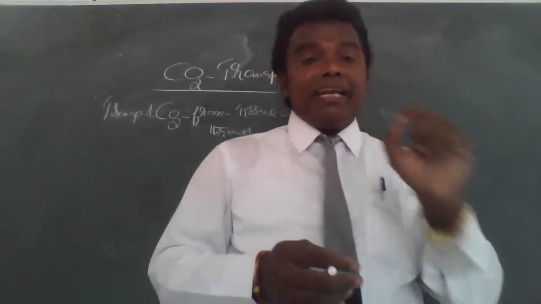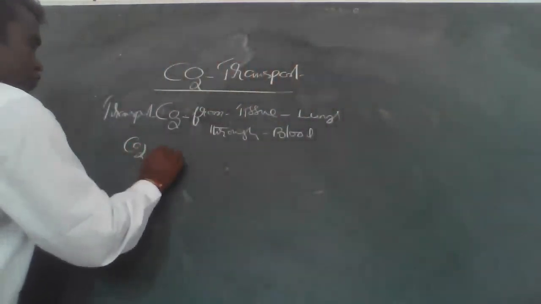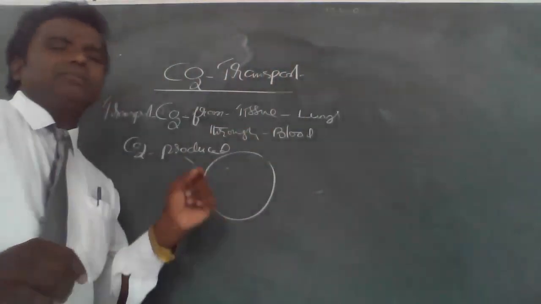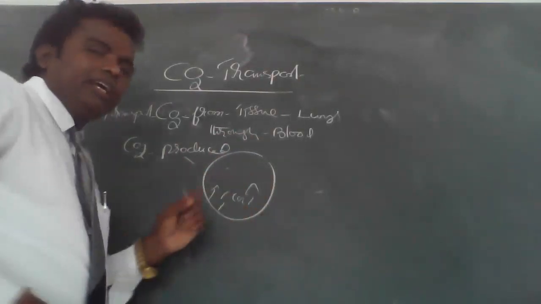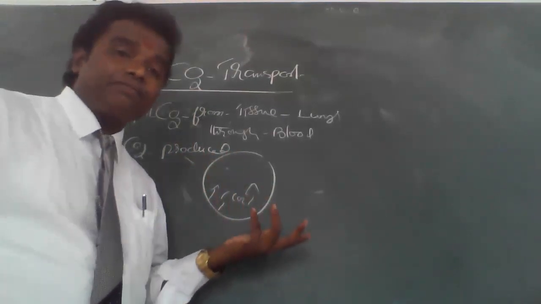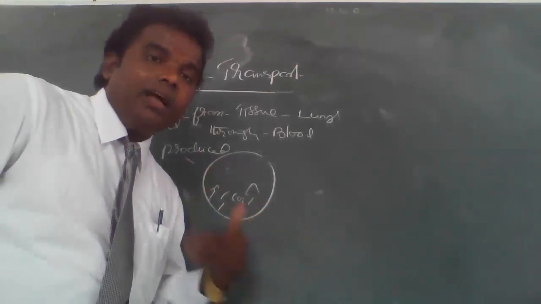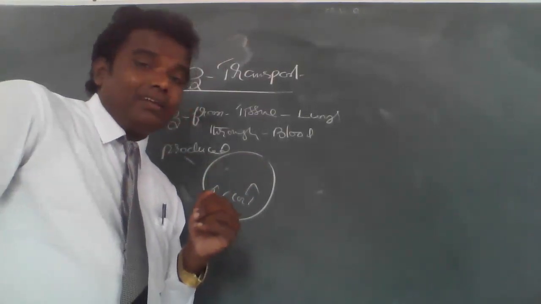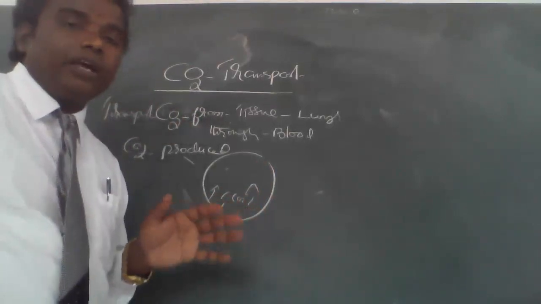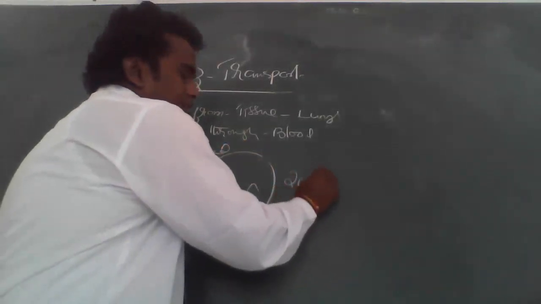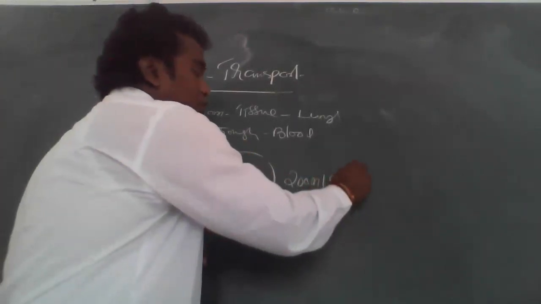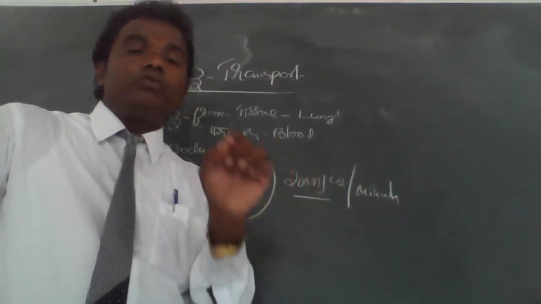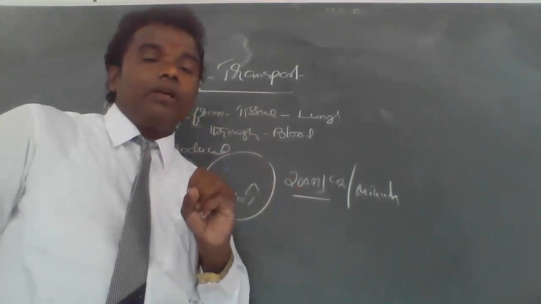Rich amounts of CO2 are produced again and again in the cells after metabolic activities, through oxidation reactions. In our body, per minute, about 200 milliliters of CO2 is produced from the tissues or cells. Very important thing.